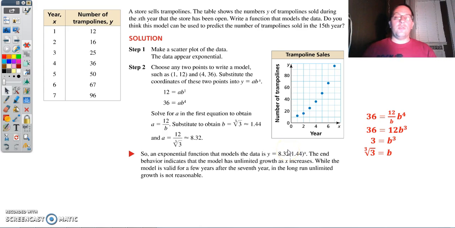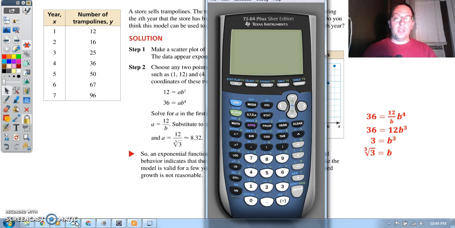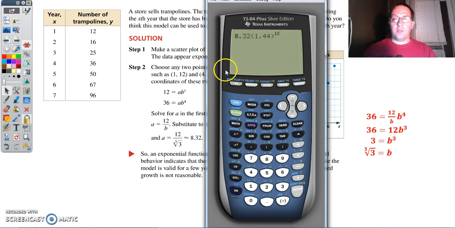Now, could we use this to predict the number of trampolines in the 15th year? Well, let's plug that into our calculator. Turn it on. There it is. 15th year, so x is 15, and that gives us 1,970, approximately 75 trampolines, right? So in 1 year, we are going to sell more than we have sold every other year combined. Not so much. No, that doesn't quite work.